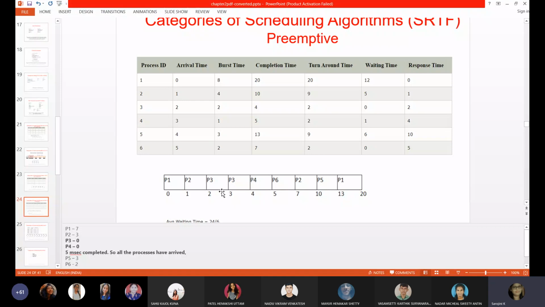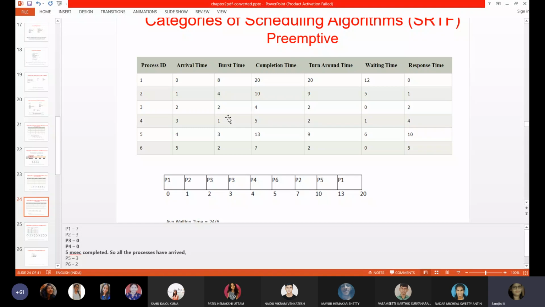Okay. In 3 milliseconds, when it completes 3 milliseconds, process number 4 has newly arrived. Now, how many processes are there in the system when 3 milliseconds is completed? Process P1, process P2, process P3, process P4. Among these, which has the shortest remaining burst time? In the third millisecond, P3 completed 1 millisecond, so process P3 has remaining burst time 1 millisecond. Process P4 has remaining burst time 1 millisecond. So there is a tie.